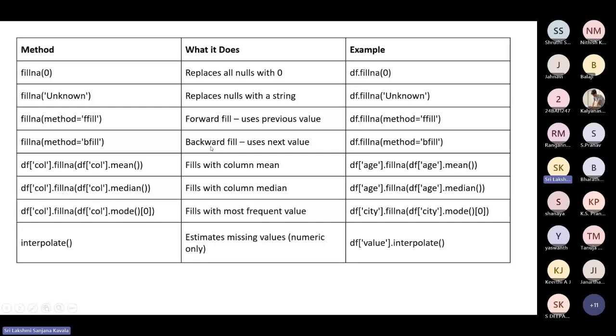Similarly, this command is helpful in filling the null values with the column mean. Whenever we have a null value in a column, we compute the column mean and replace the null value with it. Similarly, it works for the column median, and it also fills with the most frequent value.